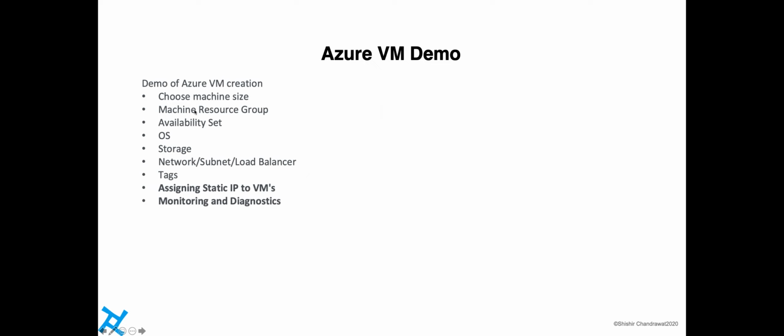We chose a size, we created a resource group yesterday, we created an availability set, made the machine part of it, we chose an operating system 2012. Storage we didn't have to use because now Azure virtual machines are using managed disk, and in the managed disk actually Microsoft takes care of the disk, so you don't have to provide the storage account. Then we made it part of a network and a subnet, and we put a load balancer in front of it. Tags I already showed it to you, and assigning static IP to VM and monitoring and diagnostic.